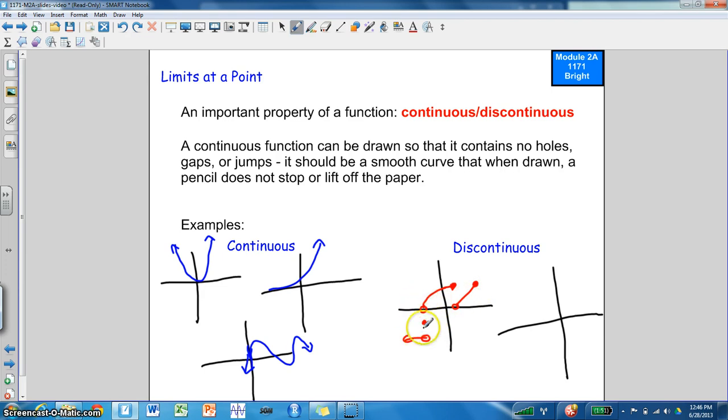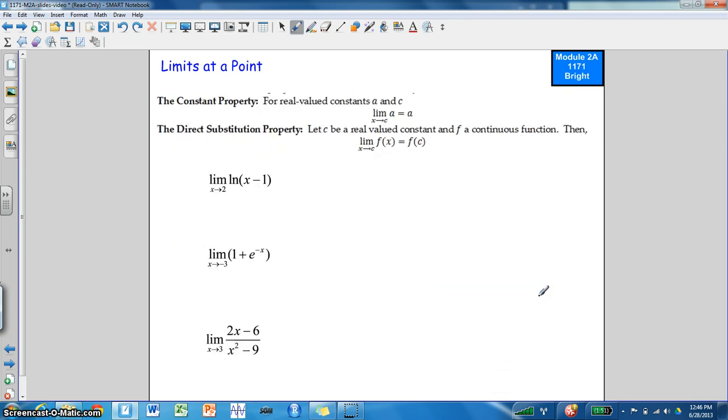Holes, etc. Another example: typically you see discontinuous functions as piecewise functions. So you might have the origin go down here, and then have another value that comes up here and continues up like that. Here you're missing range values. This is a jump. So that's a brief rundown on continuous versus discontinuous. Now we're actually going to start determining limits at a point.